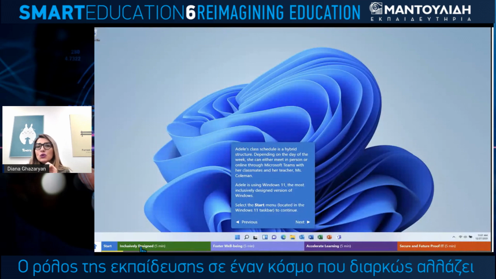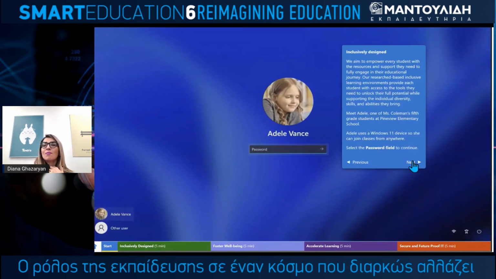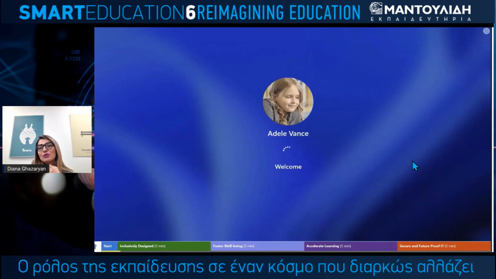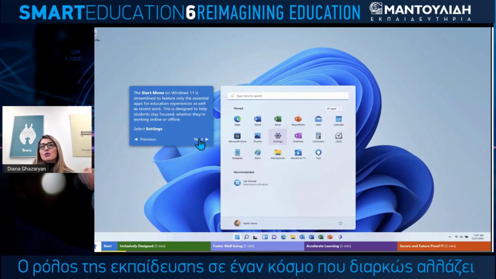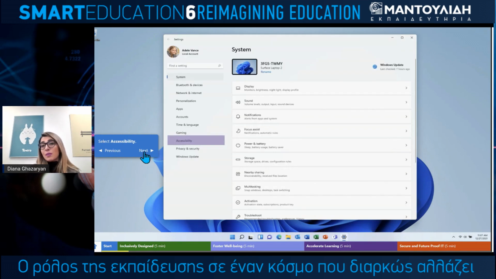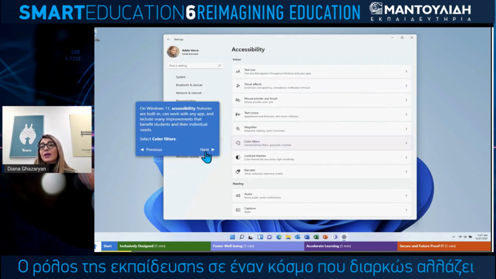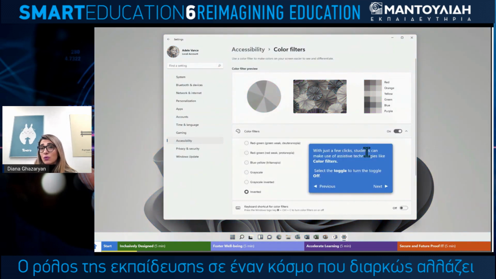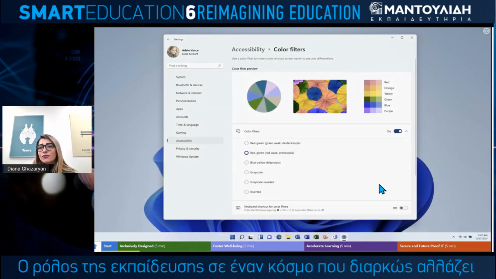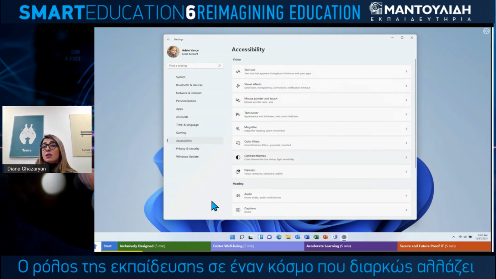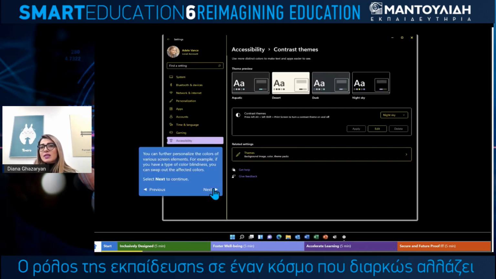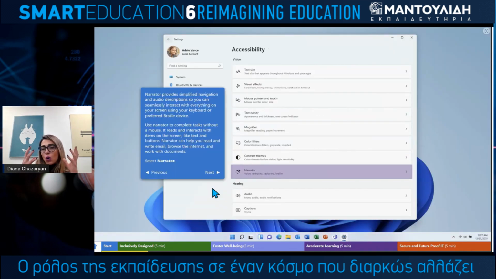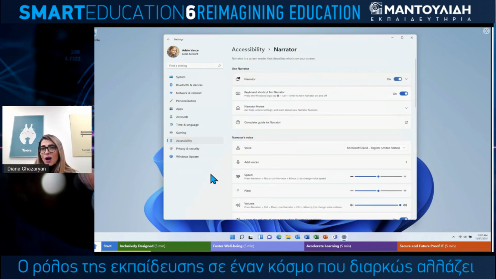So this is a very short demo piece that I wanted to share with you. Basically, a kid logs into the system and goes into the accessibility section. They can adapt the colors the way they would like to see them: black and white, different red, green options. They can go to the contrast themes. This is the one I usually use in the evenings, as it creates a more calming atmosphere for your eyes.